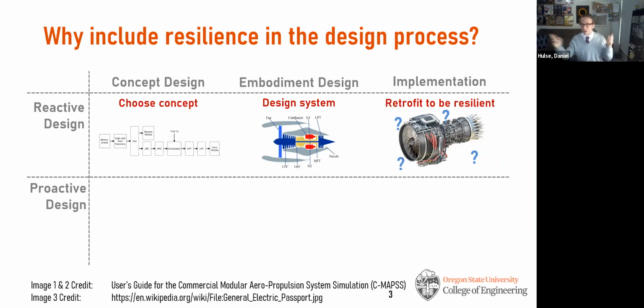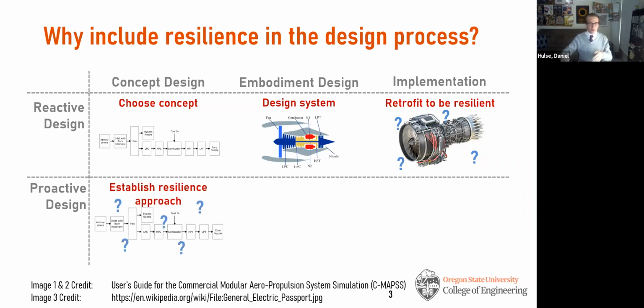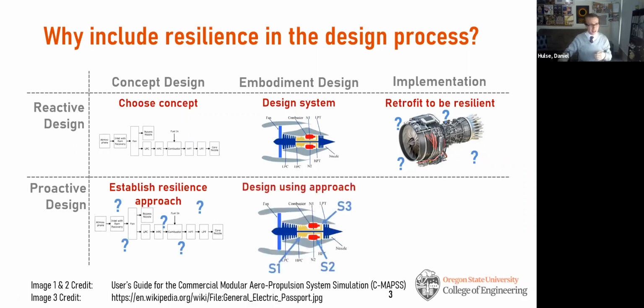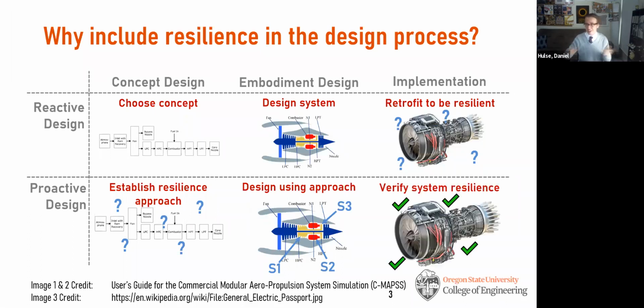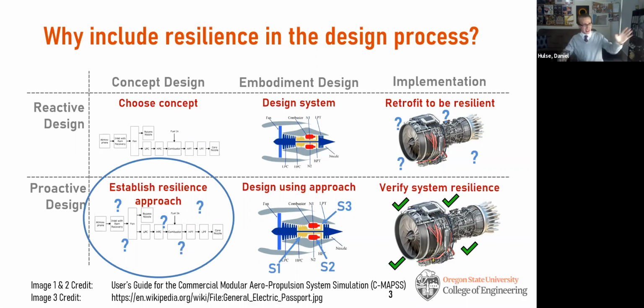What we'd instead want is a more proactive design approach, where right at the beginning we establish how we want the system to be resilient. We integrate that with the system design through the design process. Then when we actually implement it, we're just testing those features with everything else. What motivates the work presented here is the idea of how we go about this early conceptual design, where we figure out how we're going to make the system resilient.